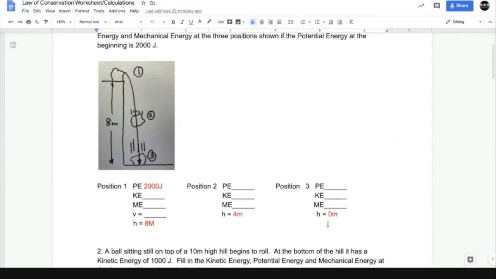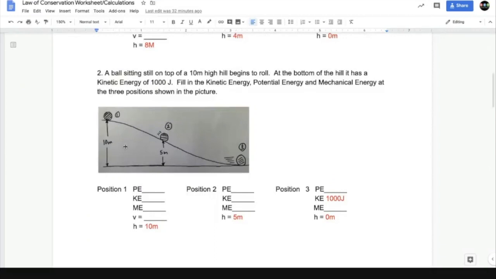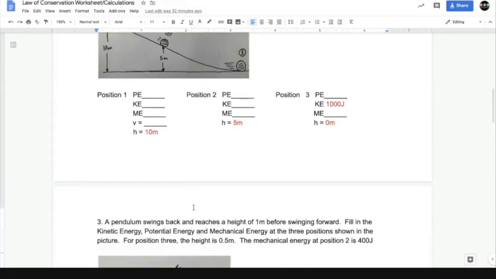The second one would be a ball rolling down a hill. Very similar, it's just not falling, now it's rolling, but we start out at 1 height, we go to another height, we finish at a 3rd height, and I give you those 3 heights. This time I give you the kinetic energy at the very end, and you should be able to figure out what the potential energy is, and then what the mechanical energy is, and then know what the mechanical energy is here, what the mechanical energy is here, and figure out the rest as you go. This is all sort of logic work.